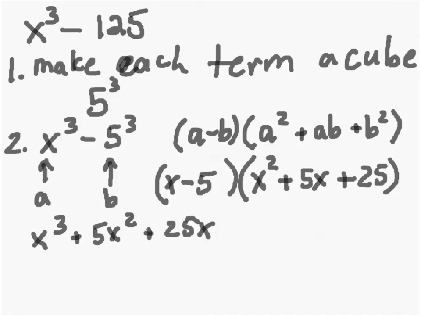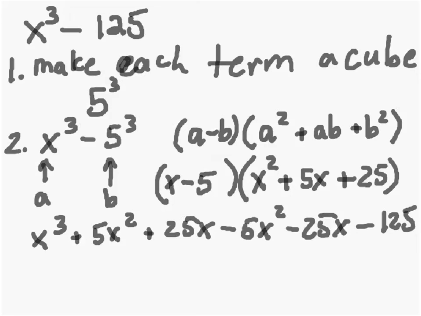And now we need to multiply through that negative 5. So negative 5 times x squared gives us minus 5x squared. Negative 5 times plus 5x gives negative 25x, or minus 25x. And then minus 5 times 25 is what? Minus 125.